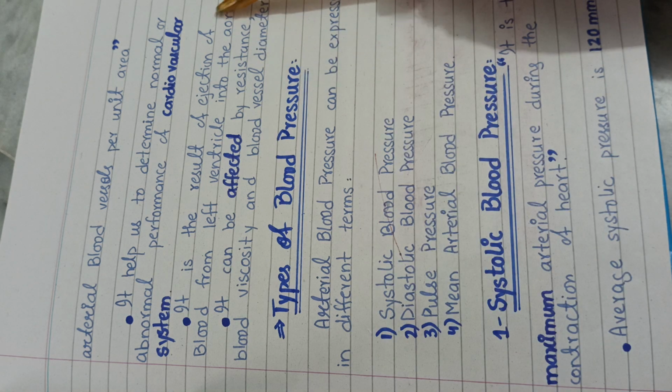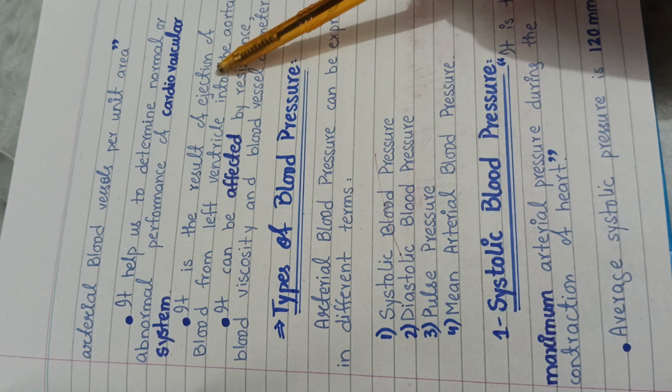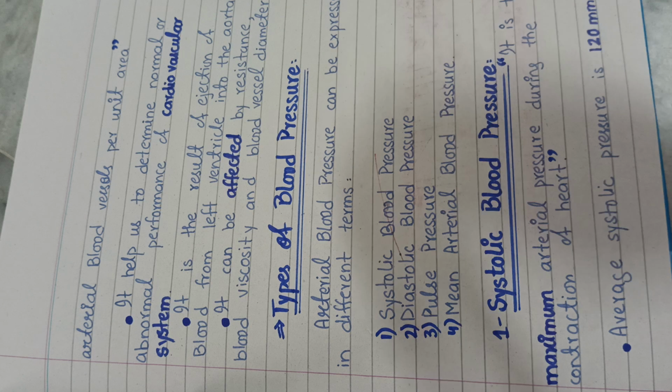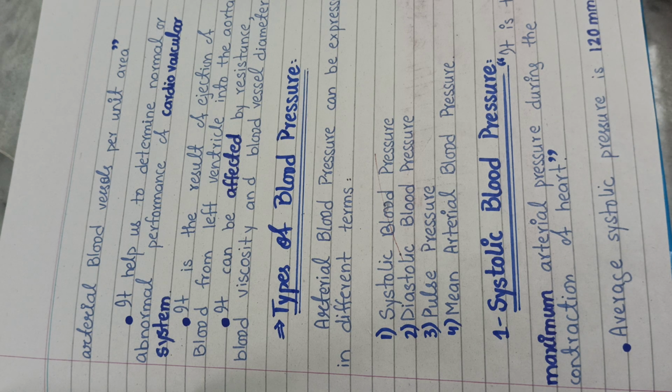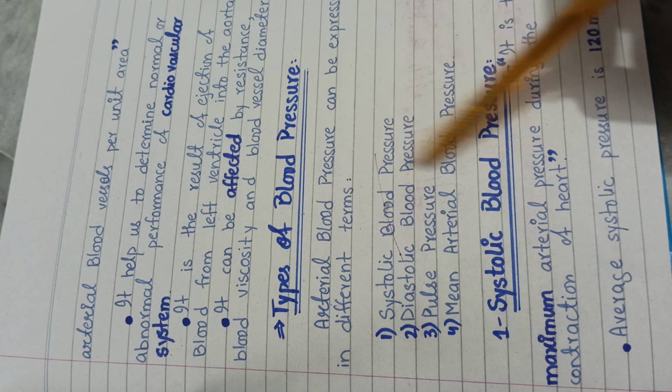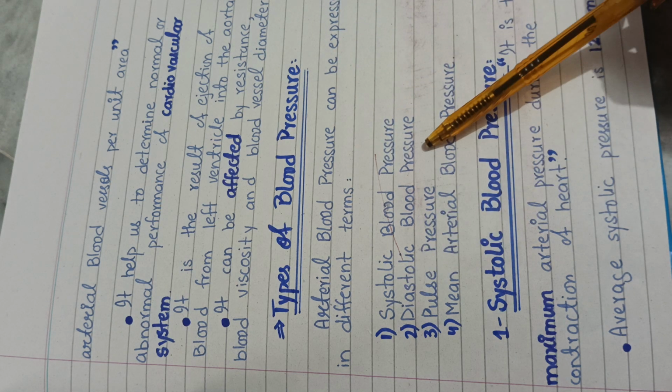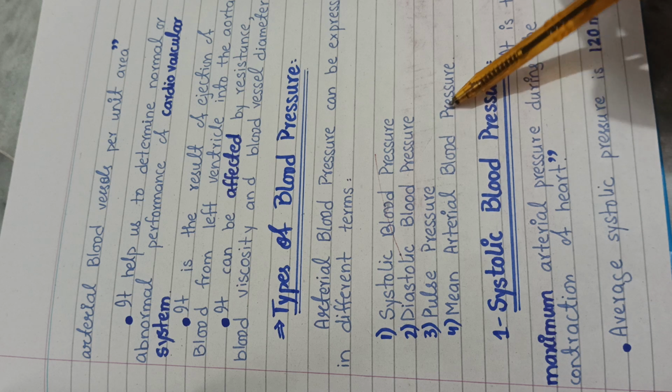It usually helps you determine the performance of your cardiovascular system. If your cardiovascular system has some defects, then automatically your arterial blood pressure will be affected by it. Okay, the next thing is the types of blood pressure: systolic blood pressure, diastolic blood pressure, pulse pressure, and mean arterial blood pressure.